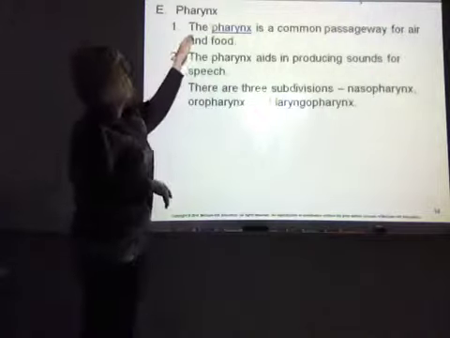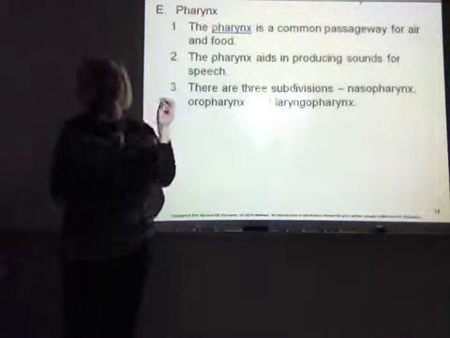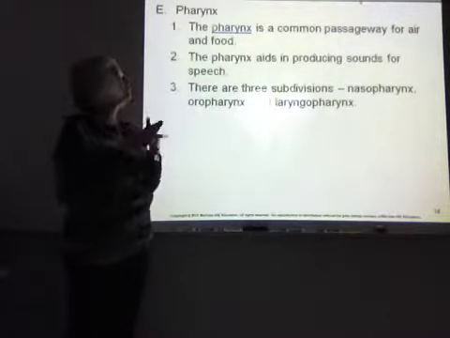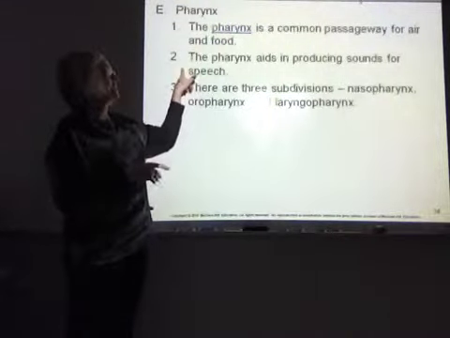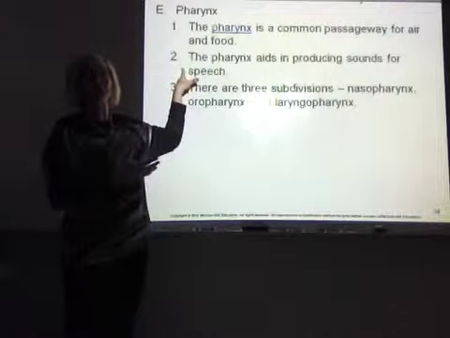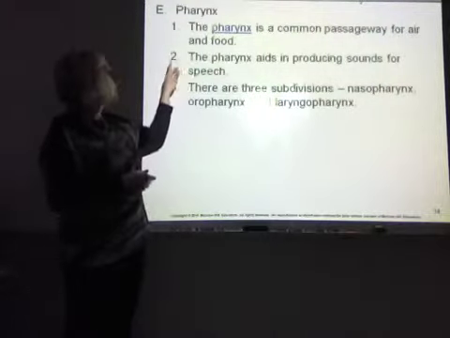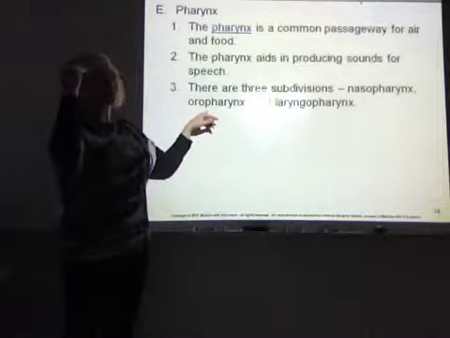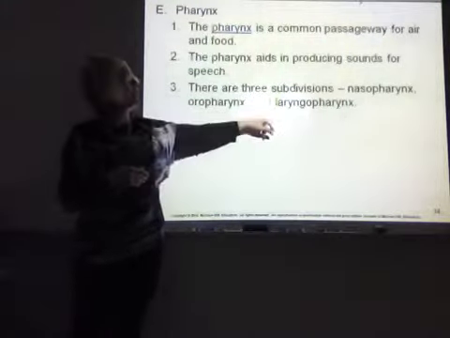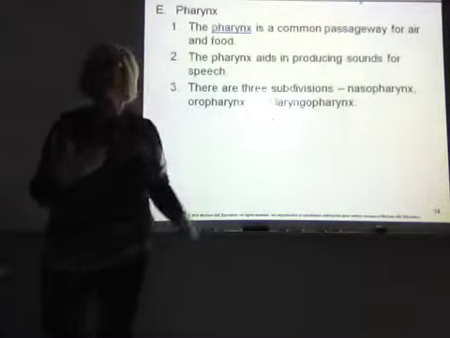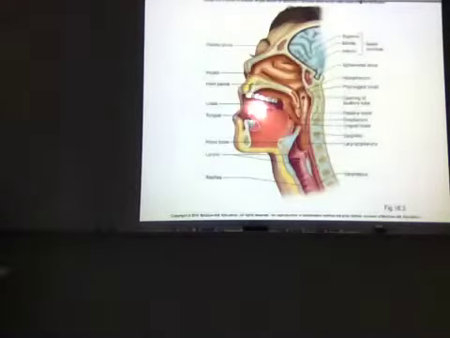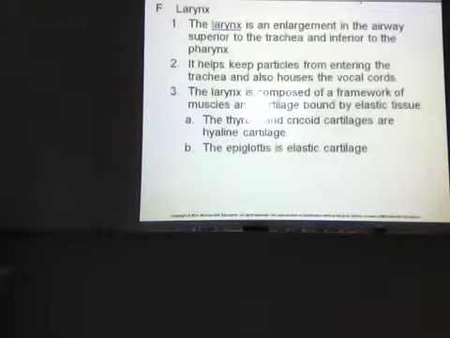Pharynx is that common passageway for air and food. So both are going to pass through the pharynx. The pharynx, like I said, is very important for speech. There's 3 subdivisions, and we've talked about this before. Naso deals with nasal, oro with mouth, laryngo deals with the larynx area. So that just breaks the pharynx into 3 divisions. Exact same picture. Don't need to look at that again.